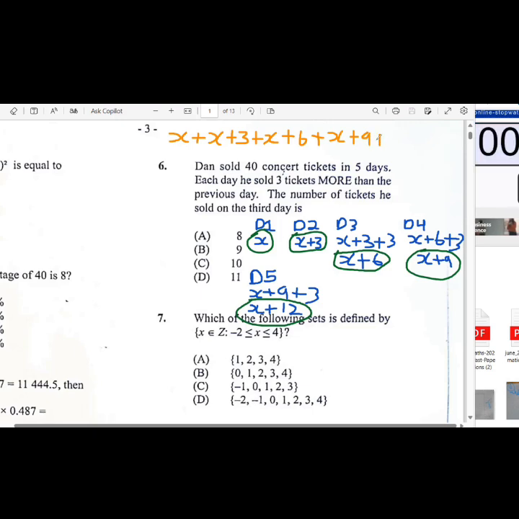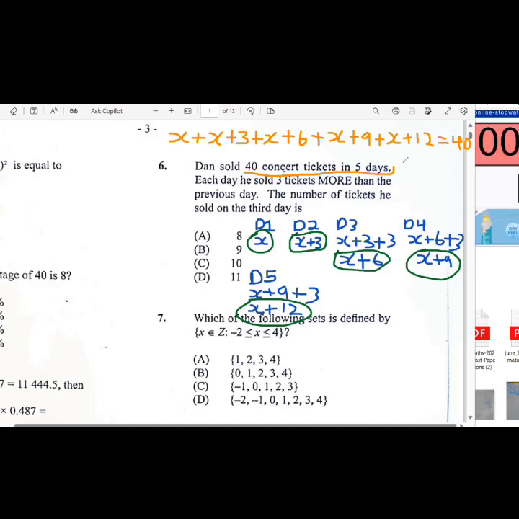And day 5 is x plus 12. So we know that once you catch that they are saying that Dan sold 40 concert tickets in 5 days, this is what the 5 days represent in an algebraic form, but all of this must be equal to 40 tickets. So anytime you know what the information is equal to, create an equation using what it is equal to. So it cannot be more than 40, it cannot be less than 40, it has to be exactly 40.